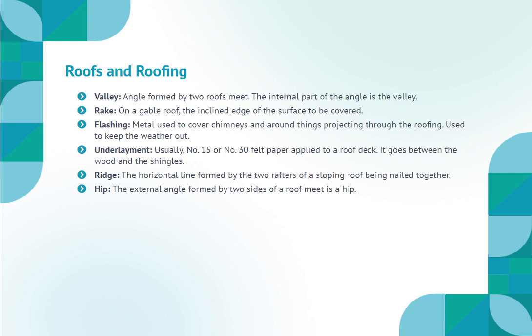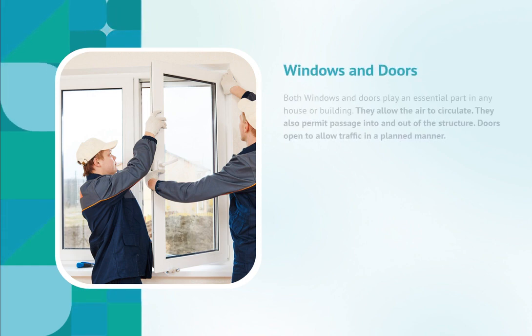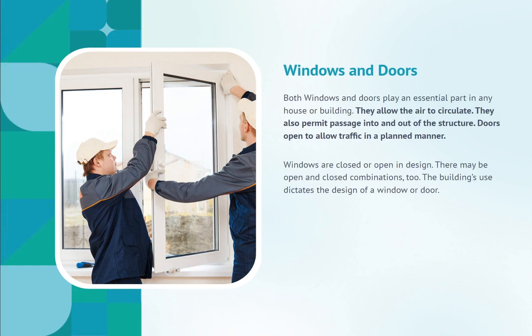Windows and doors. Both windows and doors play an essential part in any house or building. They allow the air to circulate. They also permit passage into and out of the structure. Doors open to allow traffic in a planned manner. Windows are closed or open in design. There may be open and closed combinations, too. The building's use dictates the design of a window or door.